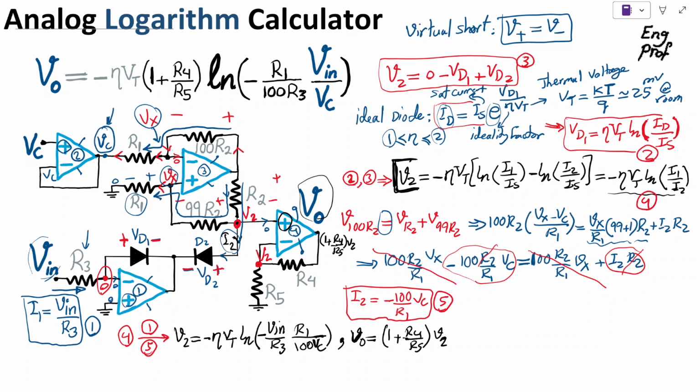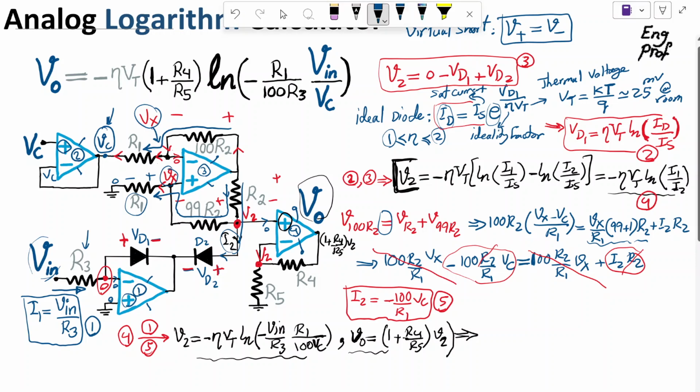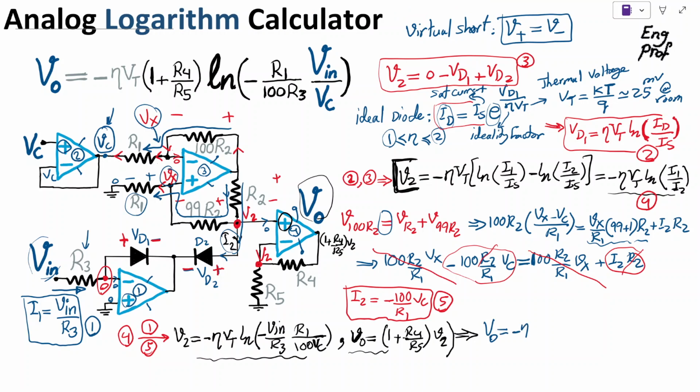Now, using these two things we found, because we just found V2 as a function of V in and R1, and then Vout as a function of V2, these two together will get us what we needed to prove, which is exactly the formula written on top. So Vout is negative eta Vt thermal voltage, natural logarithm negative, and of course 1 plus R4 over R5, natural logarithm of negative R1 divided by 100 R3 times V in divided by control voltage, or Vc.